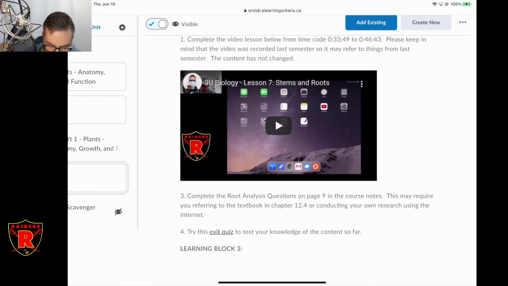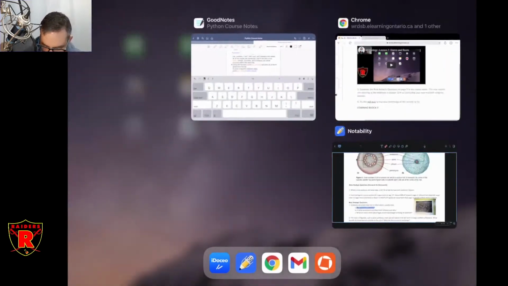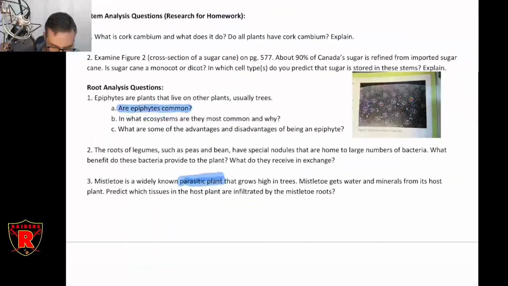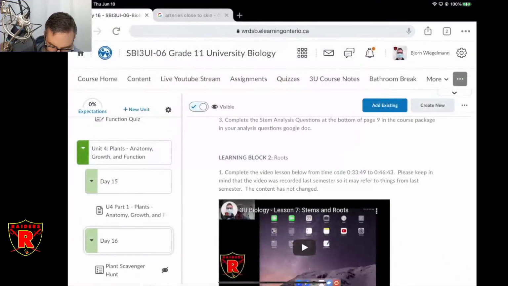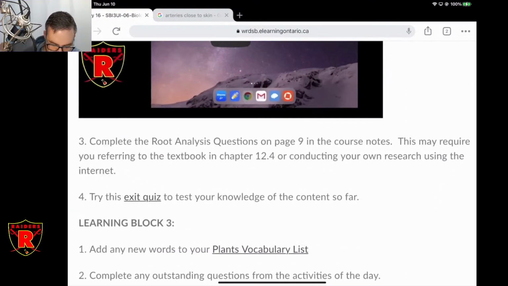And then there are some questions that go along with the roots. It's just the second little set of questions here on page 9, these ones right here, 1, 2, and 3. Okay, and then once you're done all that, there is a short exit quiz.